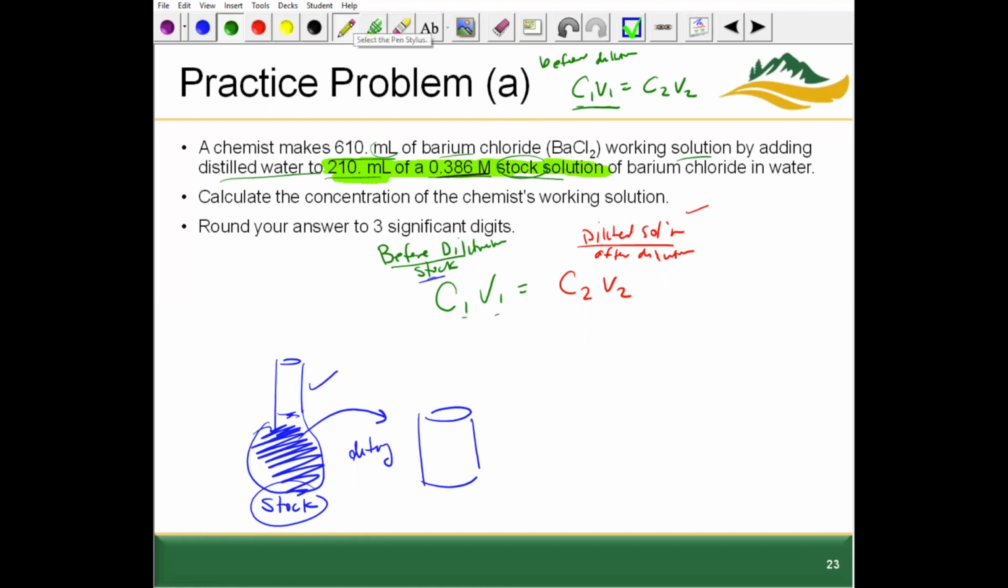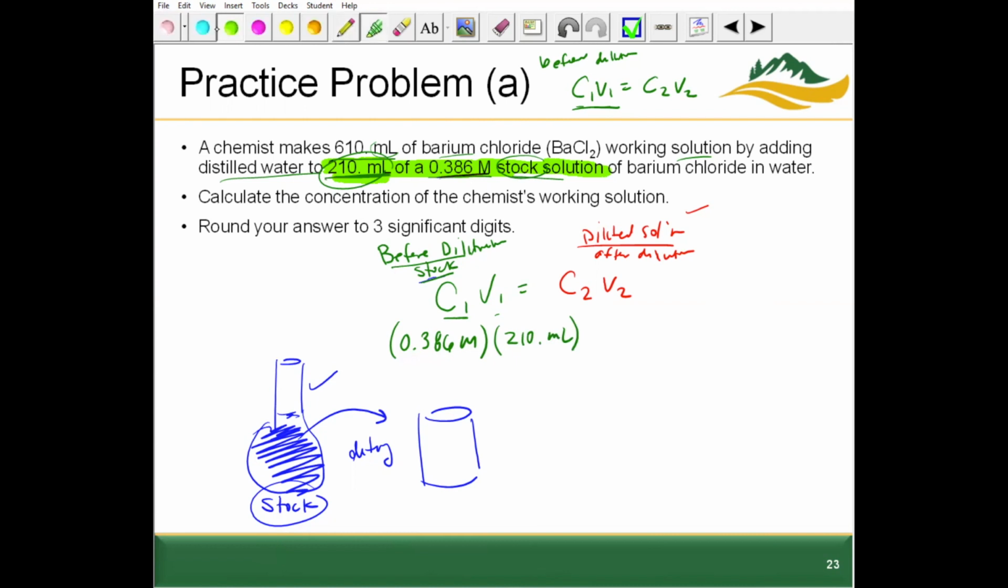So we can label now that the concentration before dilution, or of our stock solution, is 0.386 molar. Then our volume here of our stock solution, or before dilution, is 210 milliliters. Okay, so now we dealt with this value and this value.